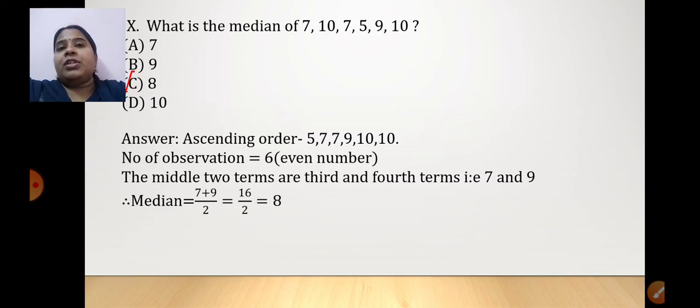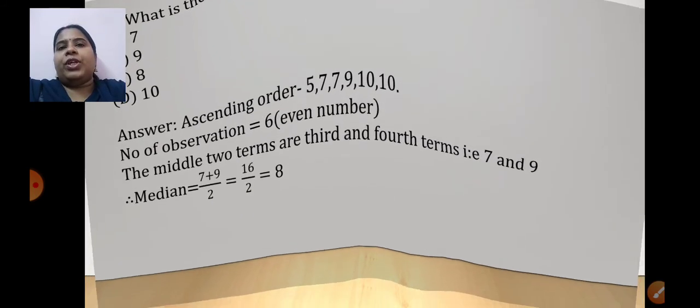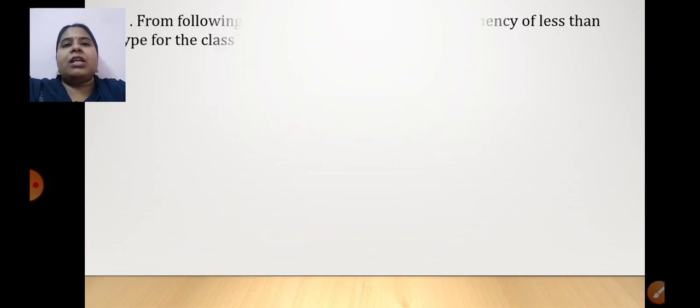Now we have finished the revision of mode and median, and for mean also we have done one sum where we were finding the fifth term, the unknown term. So all these very important concepts we have revised. Coming to the last sum of the problem set, which is MCQ. There were 10 MCQs. Now this is the last one.